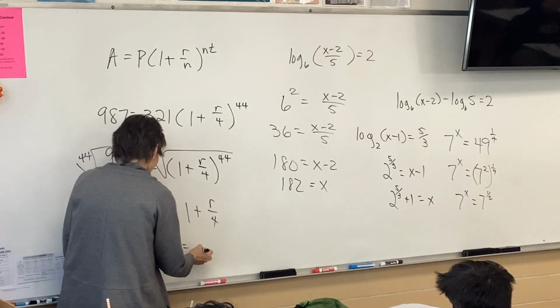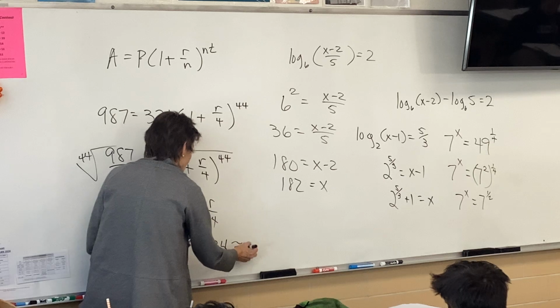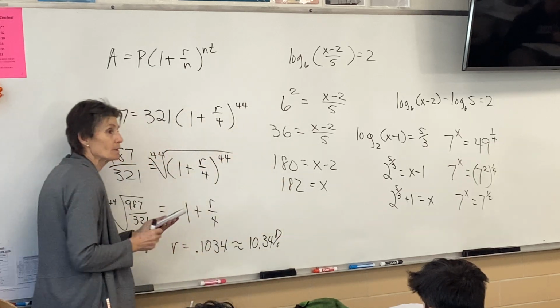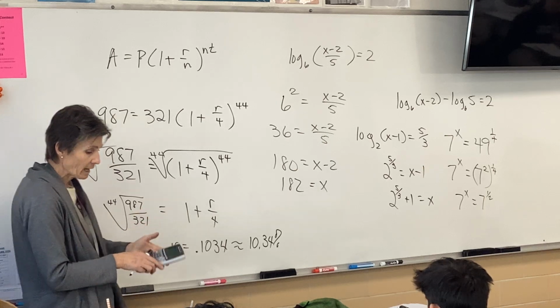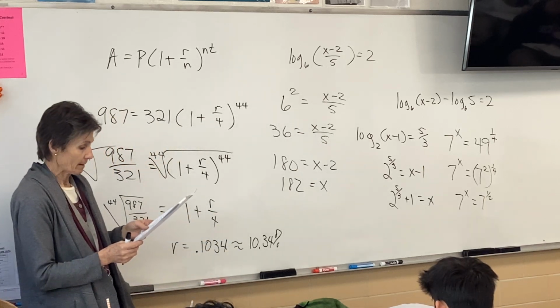I got R equals 0.1034, which is about 10.34%. Right. So what interest rate would I need? I would need about 10.34%. It's pretty high.